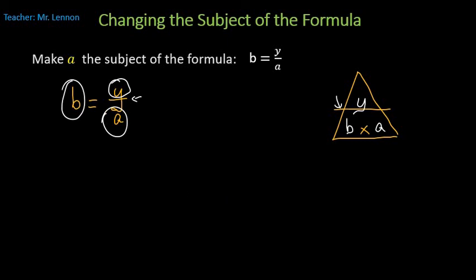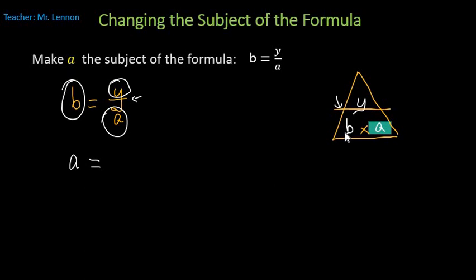Then the term that we're looking for, what we're going to do, we're going to cover it. Now remember, we want to make A the subject. And so we're going to cover over the A. So if we cover over the A, let's write what A is equal to. So we're saying A is equal to, and we look at the other two terms, Y and B.